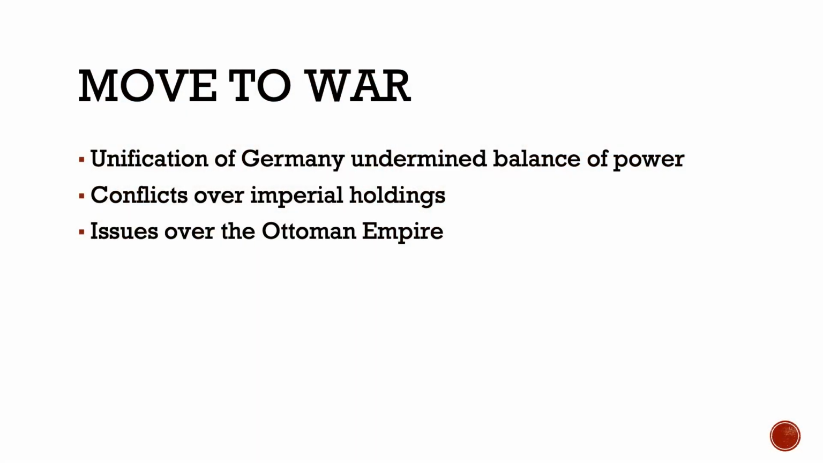Second, we're in the period of imperialism, as we've talked about before. And that means there's a lot of conflict between the European nations over colonial holdings. Who's going to hold all of India? Who gets what parts of Africa? And so we're seeing wars happening. They're not happening in Europe, but they are happening in the colonies, in the imperial holdings of the European powers.